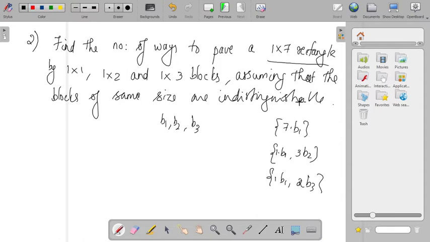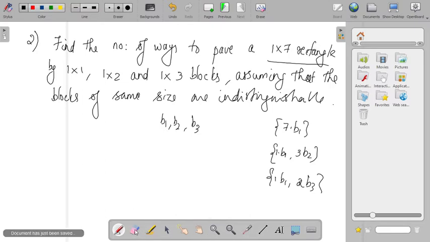First we will identify which multi-sets we can form so that we can form a 1 by 7 rectangle using the blocks B1, B2 and B3. Then we look at how many arrangements are possible for those multi-sets. So by adding up all the values, we will get the required number of pavements.